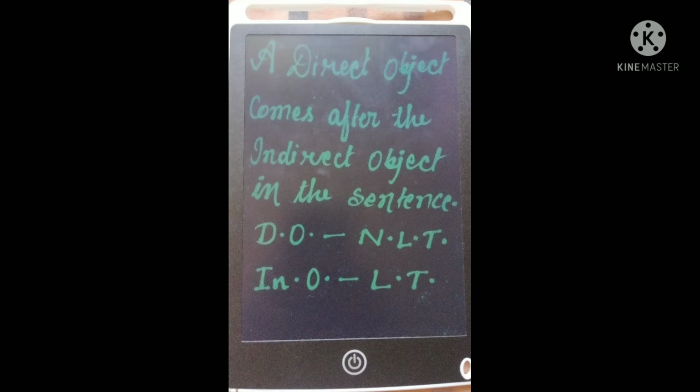You can see on the screen DO is written. DO stands for direct object, and IO is written. IO stands for indirect object. And NLT is written. NLT stands for what? Non-living thing. And LT stands for what? Living thing. So when you come to another photo clip of this, you will easily come to know what is a direct object and an indirect object. Basically, a direct object is that object which receives the action done by the doer directly.